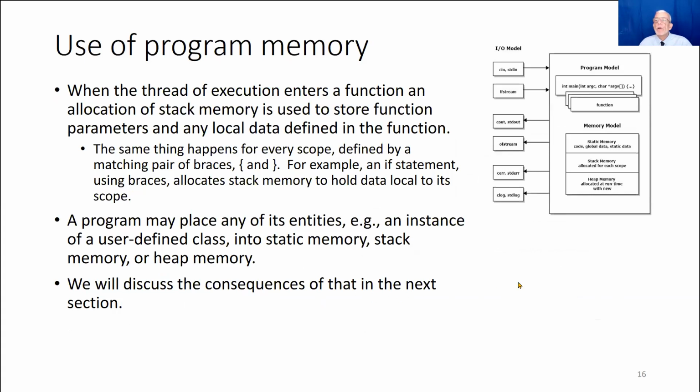Okay, so here's program memory. When the thread of execution enters a function, we allocate stack memory. Same thing happens for every scope. A program may place any of its entities, an instance of a user-defined class, into static memory or heap memory. We've already described how that happens. And in the next model, we'll describe the consequences of that placement.